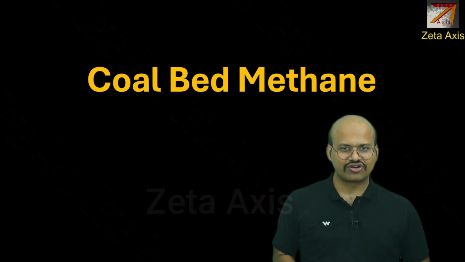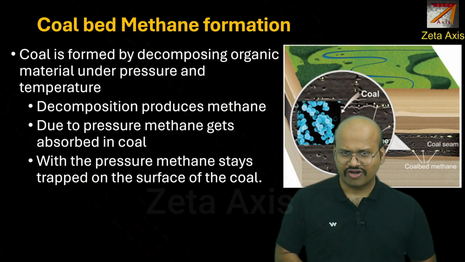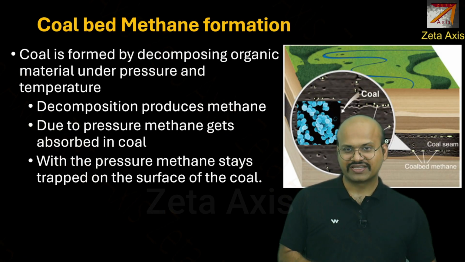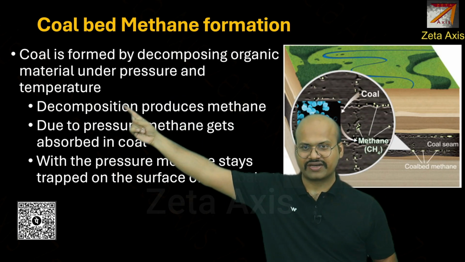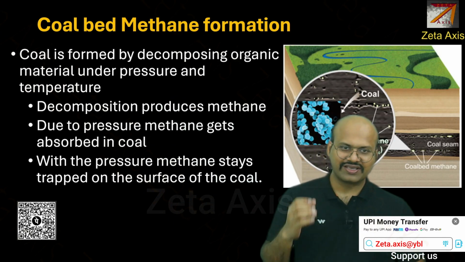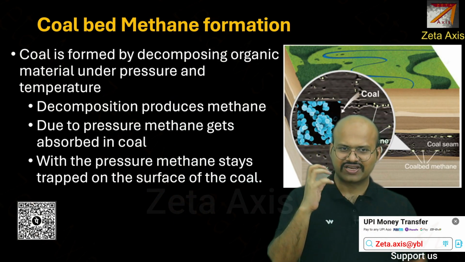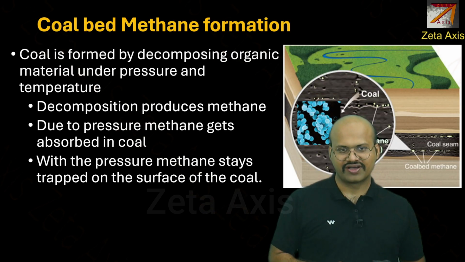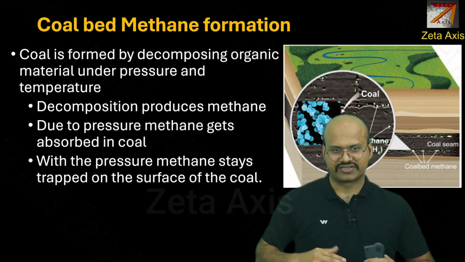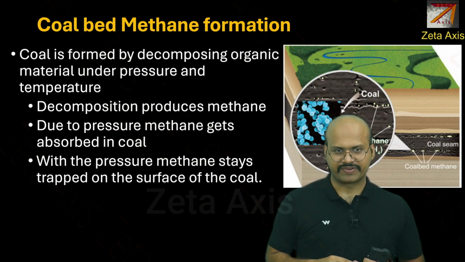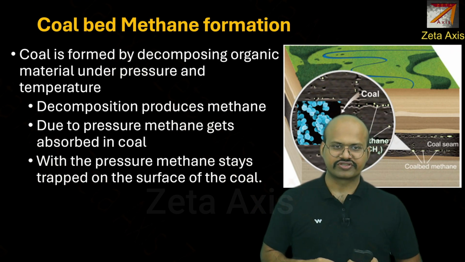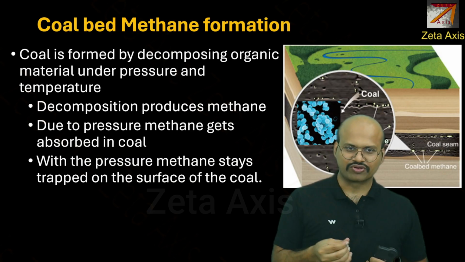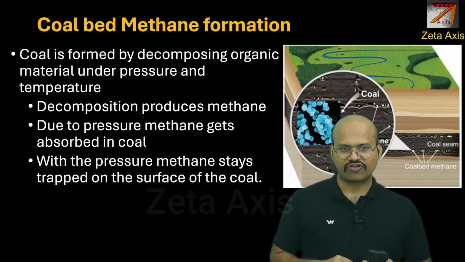Now we will see production of coal bed methane. So we have already seen how coal bed methane is created by decomposition of organic material under pressure and temperature. When the living organisms, or specifically the plants which are living in a swampy area, die and their body is submerged, because of anaerobic decomposition, their body is decomposed very slowly. And in this process, they release a slight amount of methane.